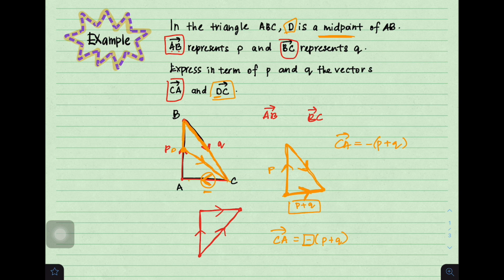Okay, the point D is the midpoint of AB, and the length of AB is P. So kalau dia dekat midpoint, kalau satu length ni adalah P, so kalau dia dekat midpoint, length ni apa? Setengah P. Okay, so what is the vector D to C? Initial point to the end point is here plus here. So you will get D to C is actually half P plus vector Q.